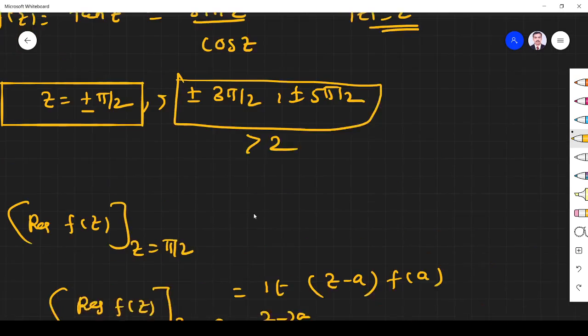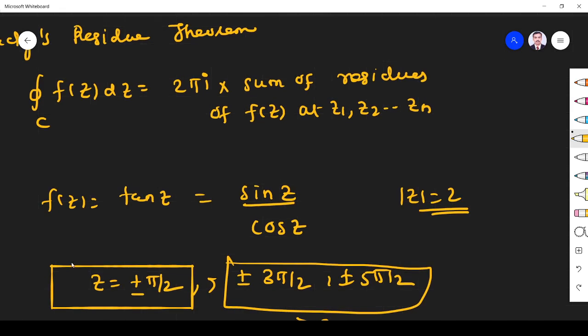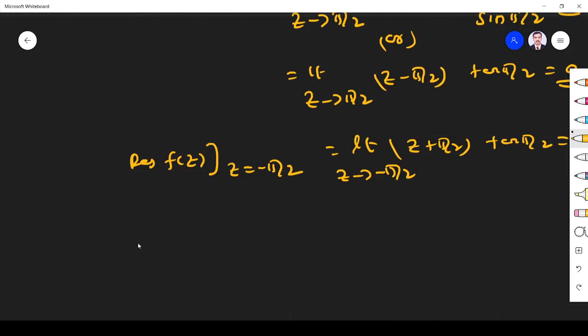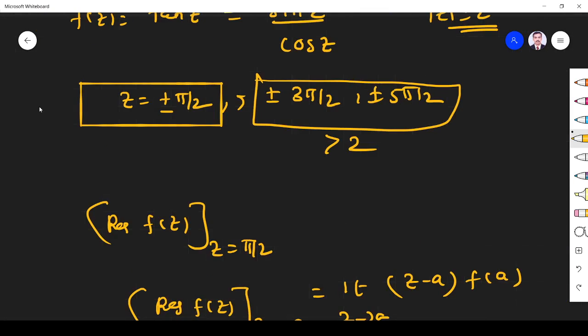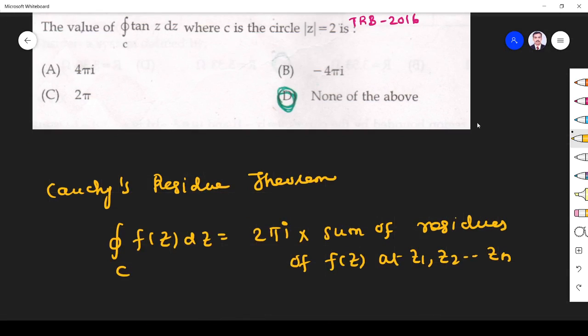Then what is the condition? You see, as per Cauchy's residue theorem, the integral of tan z dz over C is equal to 2 pi i into the sum of residues. First residue 0, second residue 0. So the answer is 0 only. So what options have they given? Let us see. No, 4 pi i, minus 4, 2 pi. So the option is none of the above, right?